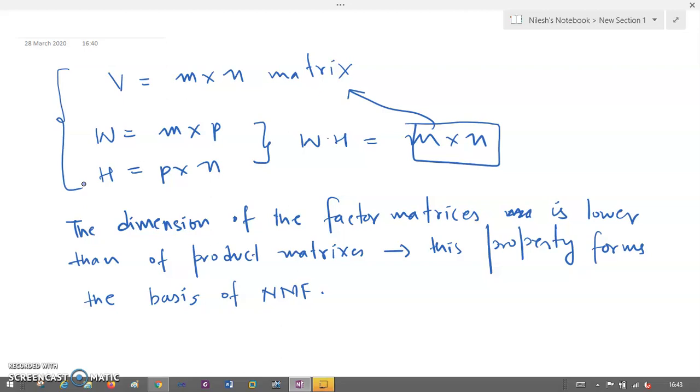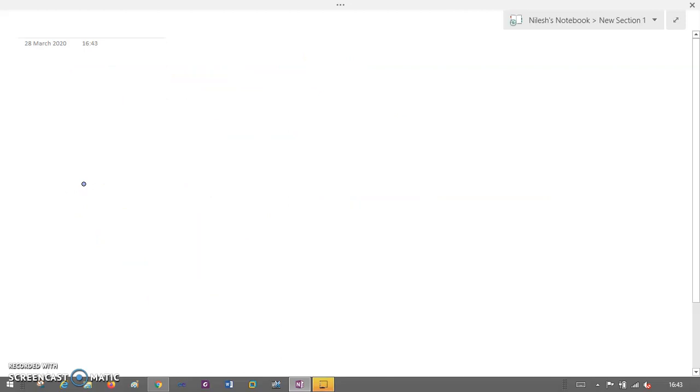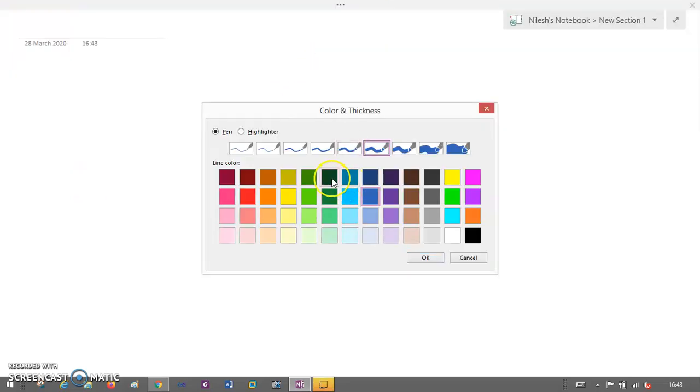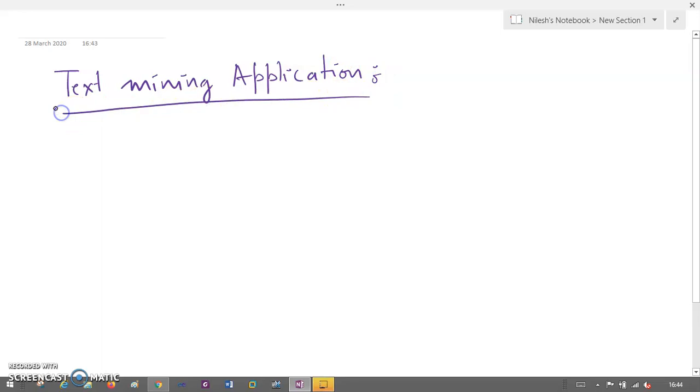And we can also visualize this whole thing that we had seen over here with an example. I'll take an example of a text mining application for NMF. As I told you, NMF is precisely used in NLP applications, so I'm also going to use that application to understand NMF. Okay, so I'm going to use the text mining application, and let's understand now.